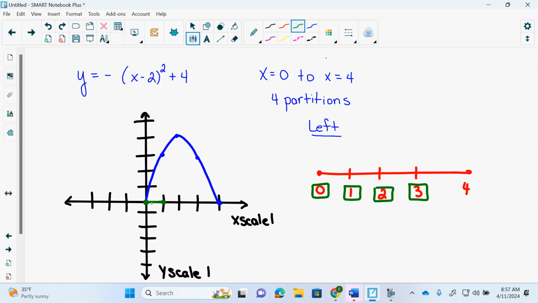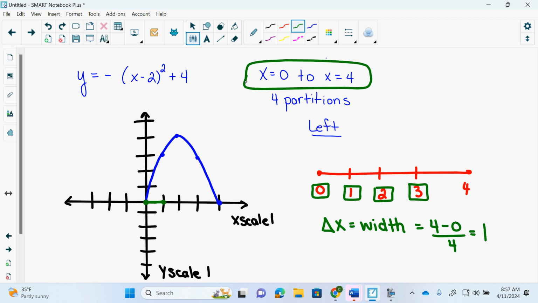Because you get this height and you draw at a distance of 1. Why am I drawing at a distance of 1? Because there's 4 partitions. And if you want the change in x, the width, all you do is you take your x's, so 4 minus 0, and you divide it by partitions. So it's a difference of 1. That will get you the width of each of your rectangles. And if you look here, you'll see that's the width. 1, 2, 3, 4, right? It's not drawn to scale, it's extra long. So you get 4 minus 0 for your x's, change in x over partitions.